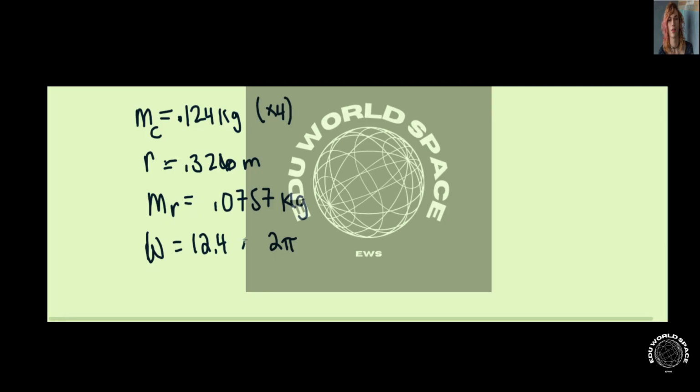Let's make this a nice long equation. Okay, excellent. And so now our goal is to get L. L is I omega, so we want to get I of the system. One nice thing about I is you can take the moment of inertia of each thing in your system and just add them up.